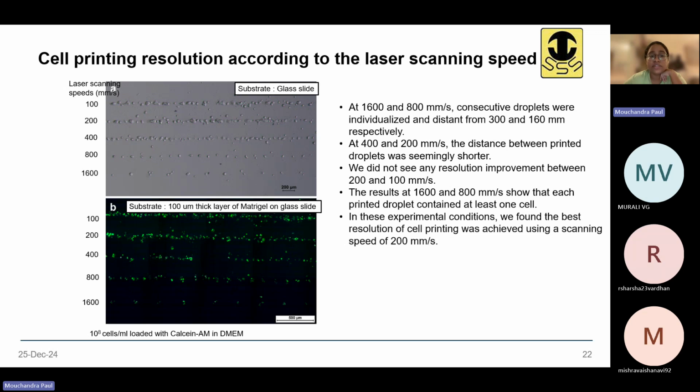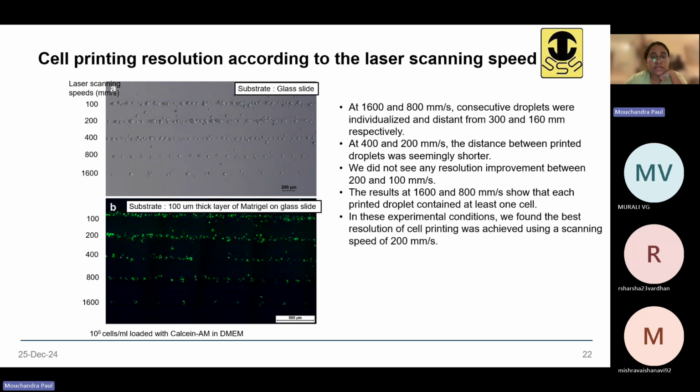So the first image is basically a phase contrast image that helps you visualize the droplets very well. Whereas in image B, with the same parameters and everything, here you can see the live cells within the droplets. The droplets are not visible, but the cells are visible, right? And for allowing better adhesion of the cells, they have coated the substrate, the glass slide, with a layer of matrigel. Here there is only a glass slide.